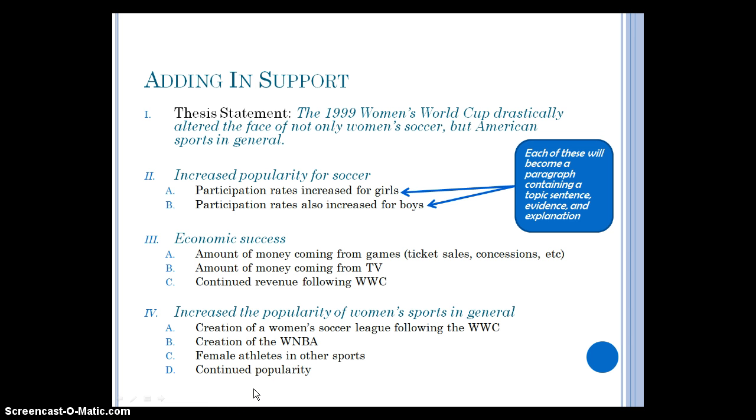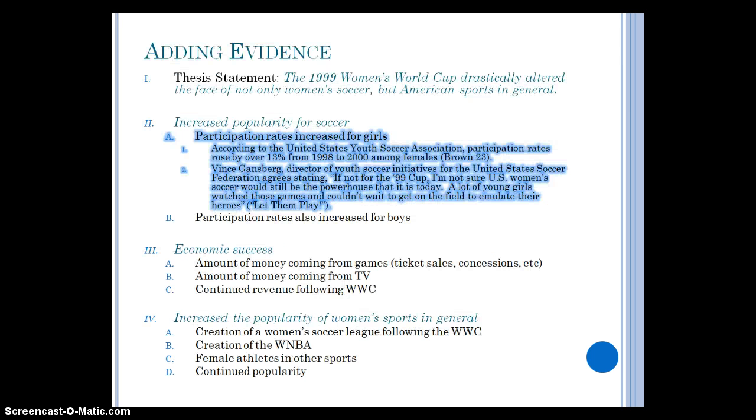But now that I have this, I have kind of what my paragraphs are going to talk about. Now I'm ready to take the next step. And this is where you actually start putting your research into the paper. I had two separate notes, two pieces of research that I felt like supported my idea here about participation rates increasing for girls. And again, I'm not going to read these, but you can see that I've listed them pretty much word for word, what I'm going to put in the paper. I've also included the in-text citation.